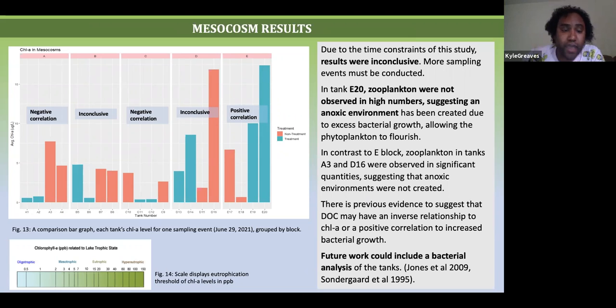And I think a little graphic in the bottom left is basically just a scale of the eutrophic levels of the chlorophyll A. So basically, if the last 2 tanks in D and E were lakes, they would be considered becoming eutrophic. Eutrophic meaning that they have high levels of nutrients and higher than normal levels of algae growth.